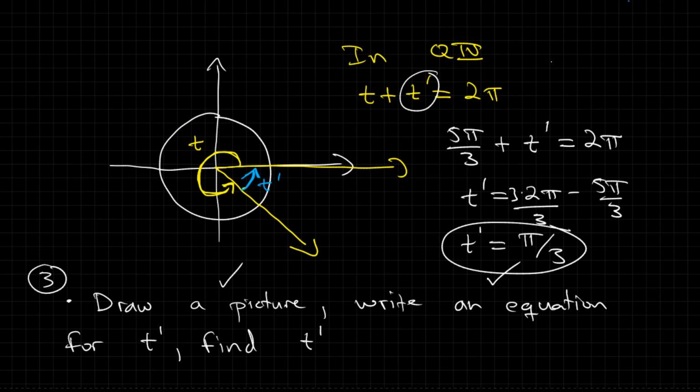Now if your angle T lies in quadrant 4, then you're always going to come up with this equation when you draw your picture: T plus T prime equals 2 pi. But if you have an angle that's in a different quadrant, then you'll get a different equation. Let's see what those look like.